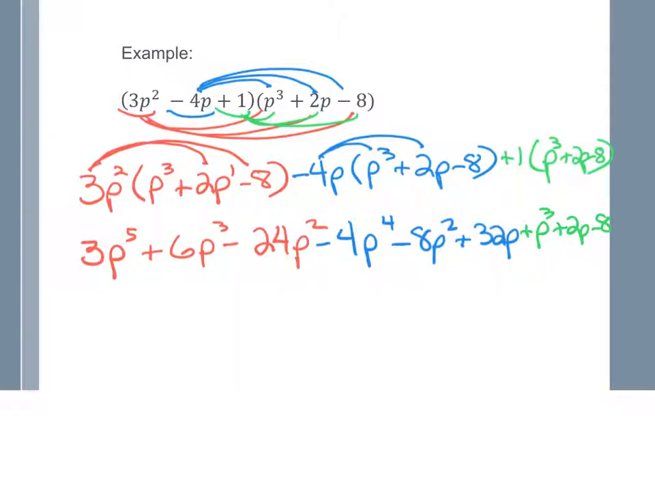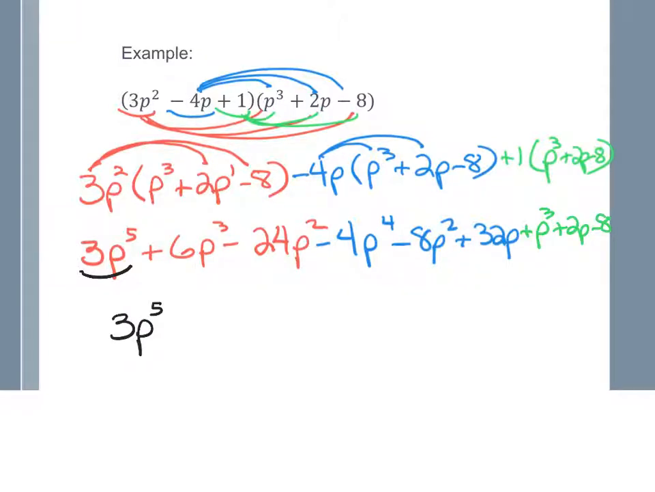Now that I've gotten rid of the parentheses and I've multiplied, now I'm going to go back and add my like terms. So again, I'm going to look for the greatest exponent first, which is p to the fifth. There is not anything to add to my 3p to the fifth, so I'm just going to rewrite it.